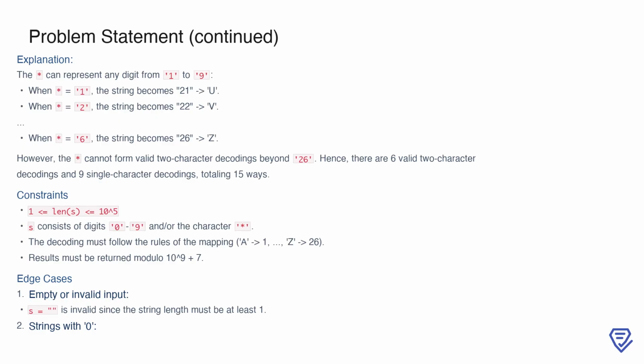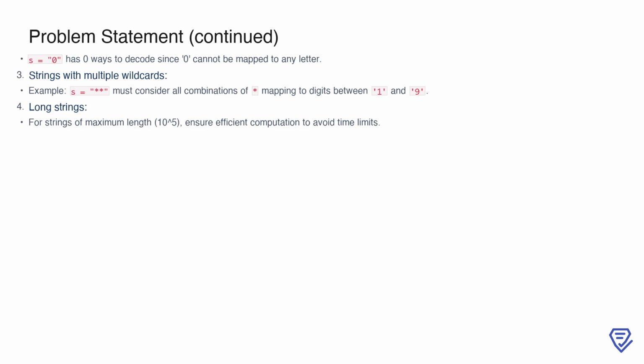However, when we consider two character decodings, the valid mappings are limited to pairs that fall within the range of 10 to 26. For S equals 2 asterisk, we can only form 6 valid pairs from 21 to 26, as higher values like 27 or 29 exceed the range for alphabetical mappings. Adding the 9 one-digit possibilities to the 6 two-digit possibilities, we find a total of 15 ways to decode this string.